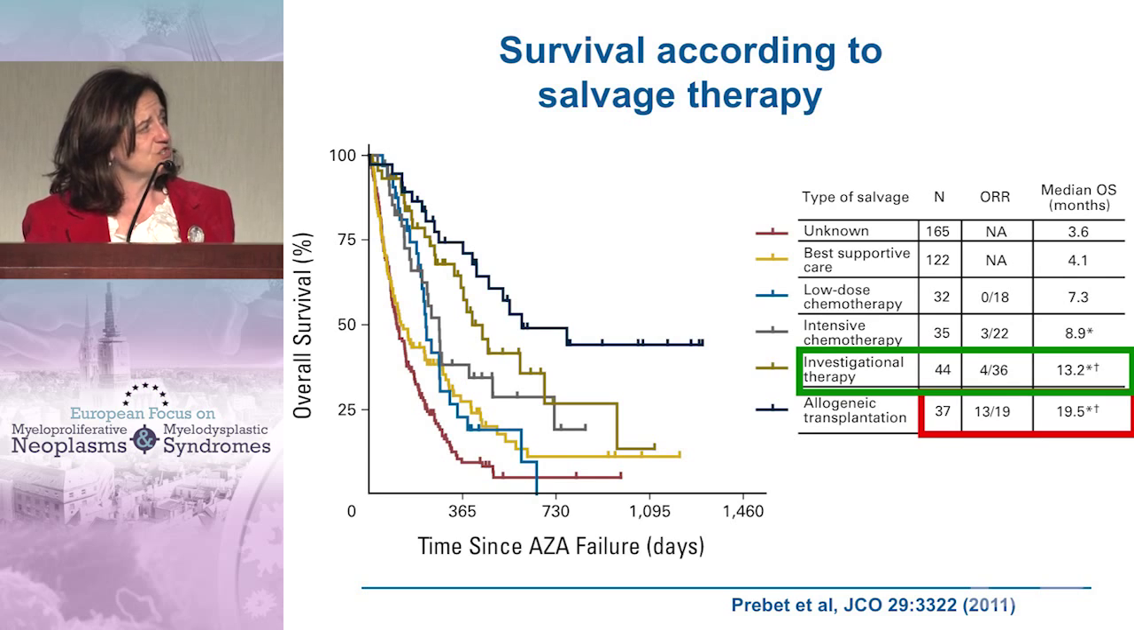Now, which kind of therapy can we use? We don't have much. We have investigational agents and we have transplant. If the patients we are treating have become eligible for transplant in the meanwhile, intensive chemo or low-dose Ara-C are not really increasing their survival, so they are not to be recommended after azacitidine failure. And you see that best supportive care is also not bringing any advantage in terms of survival.